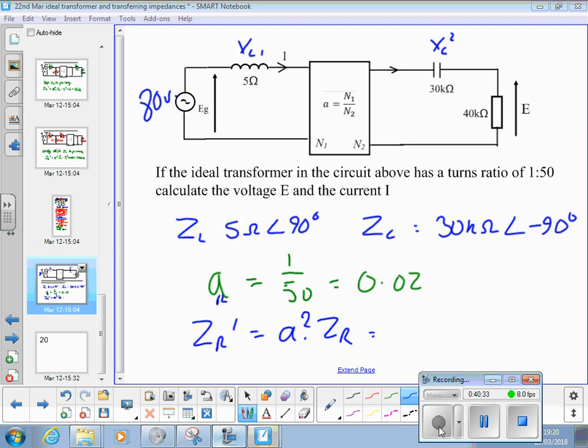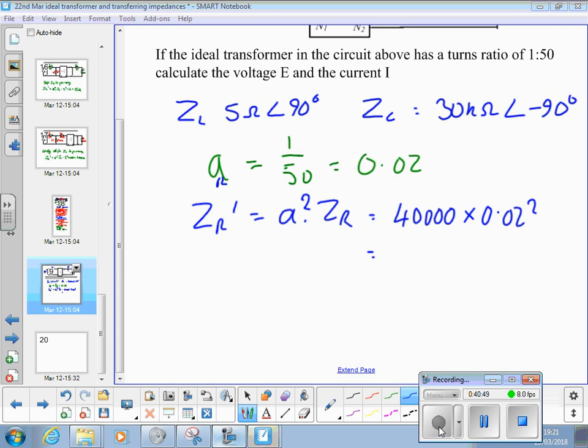I squared. Nearly done it, Matt. Yeah, very easy. Okay, which is 40,000 times 0.02 squared. I believe that's 16 ohms. Angle 0 degrees for completeness. Same thing. Just put I. If Matt had done one of them, one of them he'd got squared, and the other one he hadn't. All right. Impedances have got a square on the A. Somehow you've got to try and remember that, James. All right.